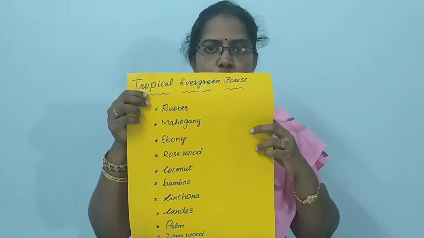Okay, the next one, what is the qualification here? These trees are not fully exploited because of what reason? Due to the lack of transport facilities. Lack, what is the meaning? Scarcity. Lack means there is not enough transport facility there. So due to the lack of transport facilities, these trees are not fully exploited.